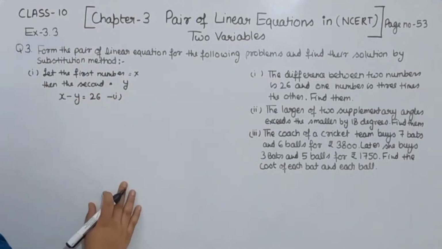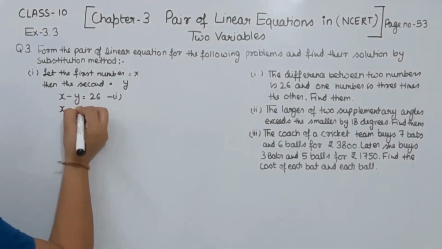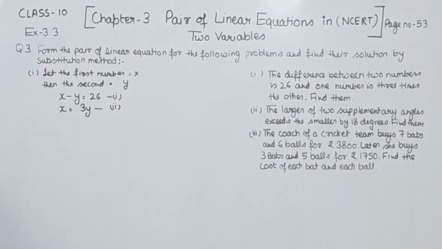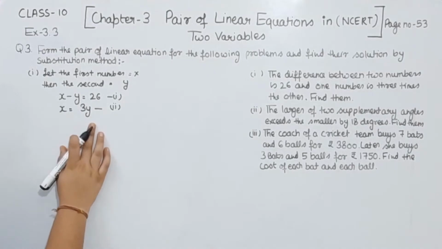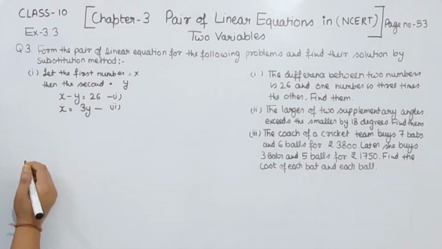Now comes to the second one. Second one says one number is 3 times the other. So one number is 3 times of the other. This one we are having is equation number 2. Now we are going to solve this one. Here we are having x is equal to 3y. So we don't have to find the value of x. I am going to directly put this one in equation number 1.